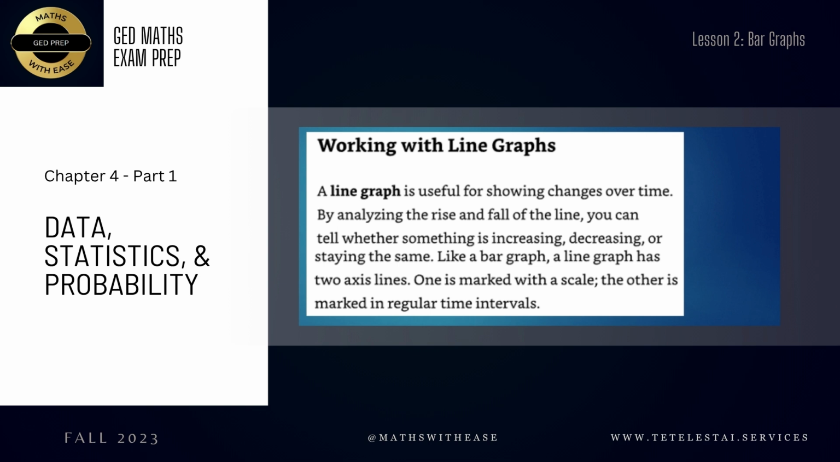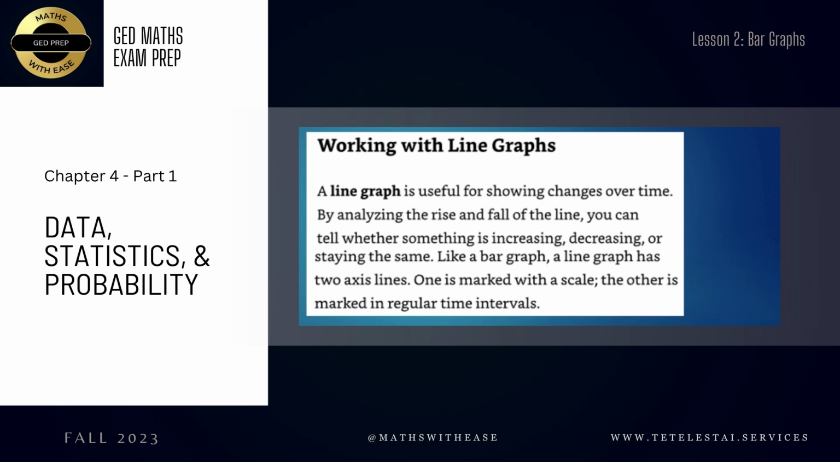A line graph is useful for showing changes over time, as we've already mentioned. So by analyzing the rise and fall of a line graph, you can tell whether something is increasing or decreasing or staying the same. And like a bar graph, a line graph will have two axes, your vertical or y-axis, and your horizontal or x-axis. One will be marked with the scale and the other will be marked in regular time intervals.